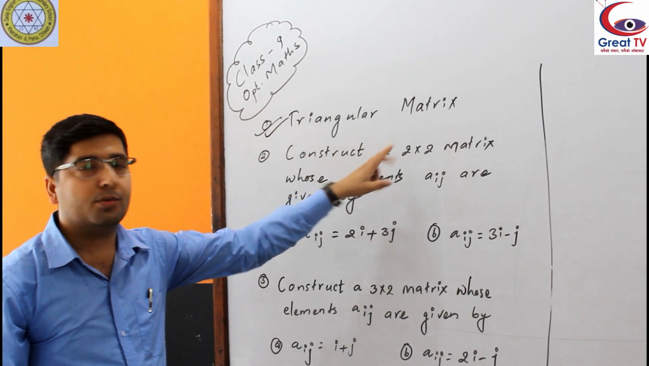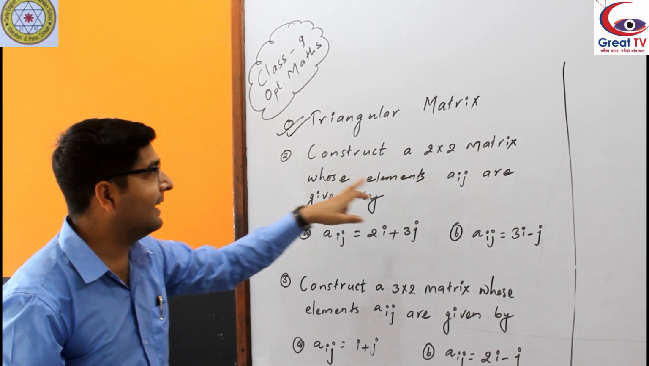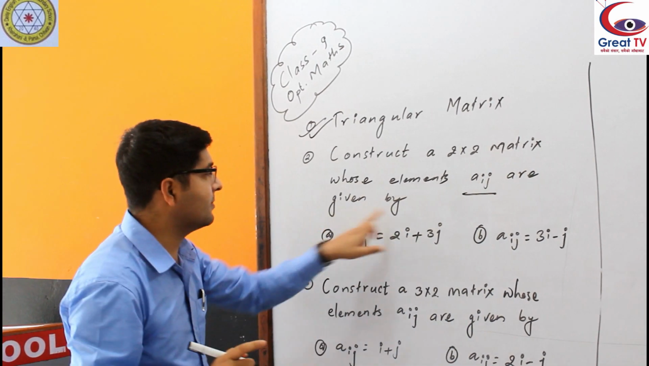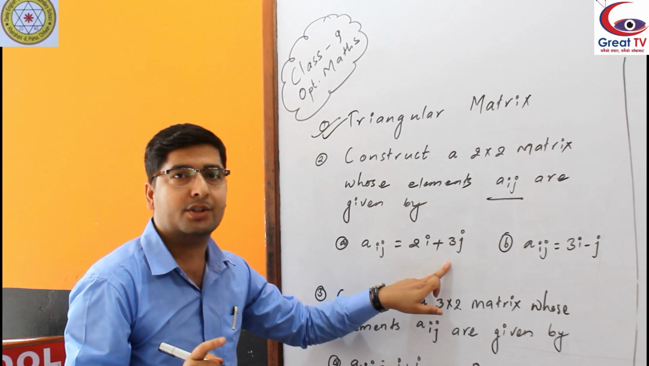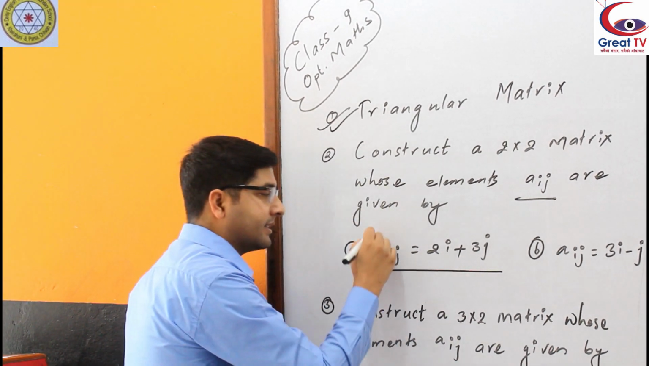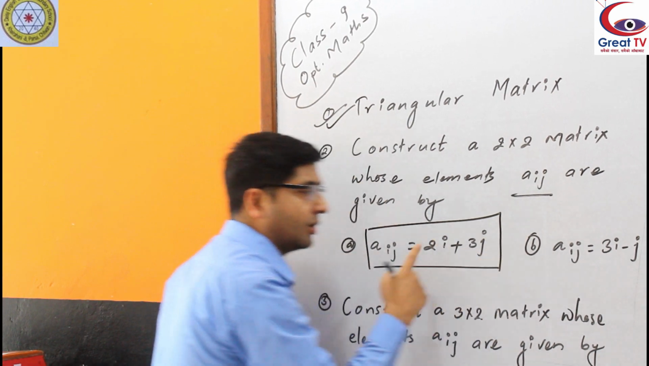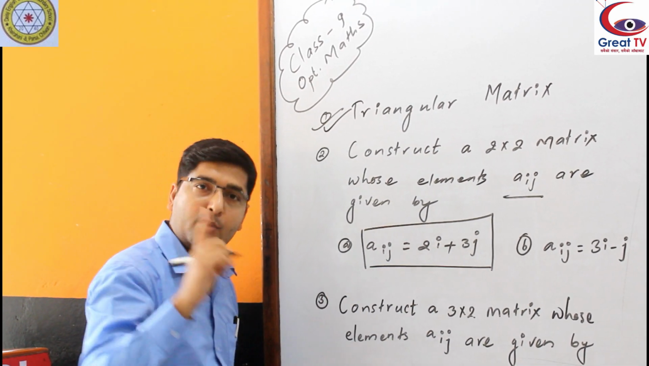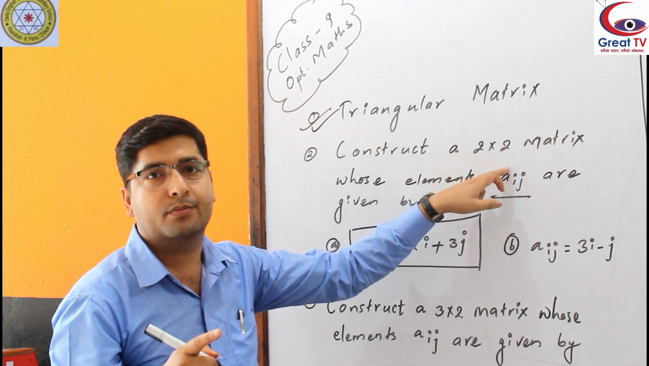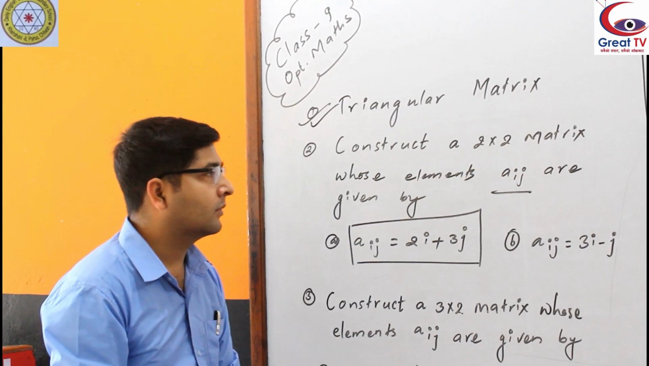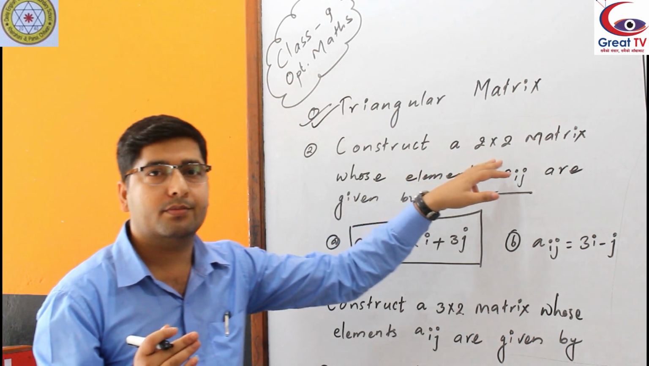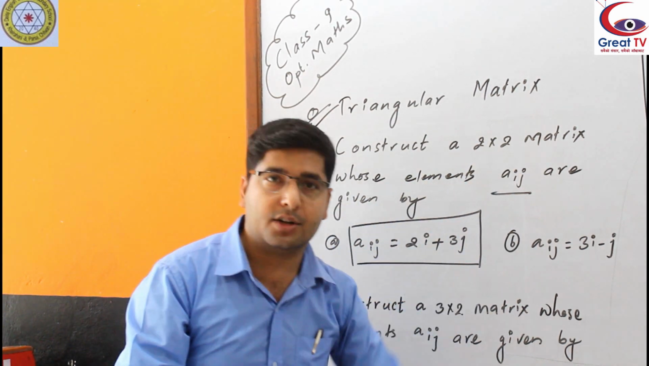Question: Construct a 2 by 2 matrix whose elements aij are given by aij is equals to 2i plus 3j. We have been given one condition, aij equals to 2i plus 3j. From this condition, you have to construct a matrix of order 2 by 2. Now, how to write a matrix of order 2 by 2?